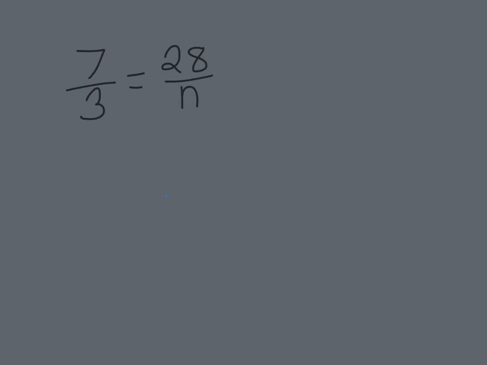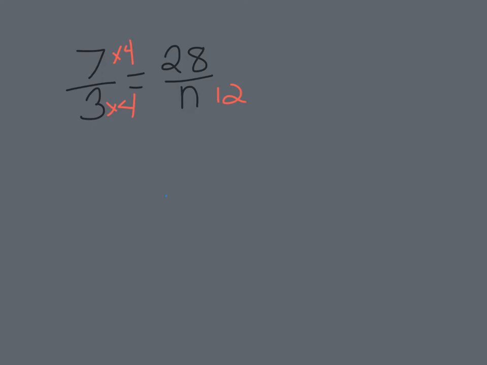So if I say 7 times what equals 28? I know that would be 7 times 4. So then I need to multiply this bottom by 4. So 3 times 4 equals 12. So 12 would be what that n equals.